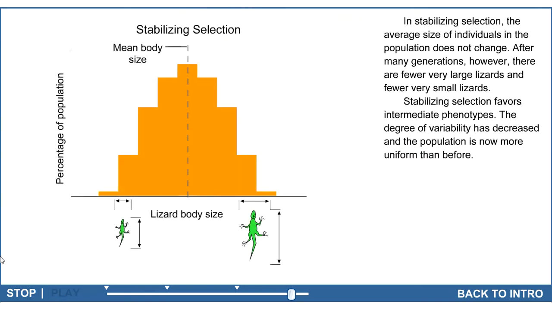In stabilizing selection, the average size of individuals in the population does not change. After many generations, however, there are fewer very large lizards and fewer very small lizards. Stabilizing selection favors intermediate phenotypes. The degree of variability has decreased and the population is now more uniform than before.